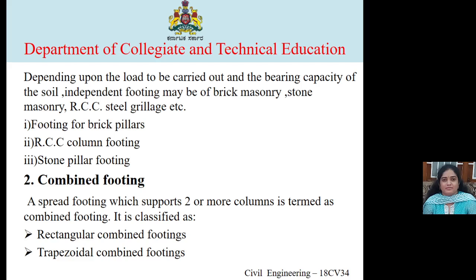And the second is combined footing. A spread footing which supports two or more columns is termed a combined footing. We have discussed spread footing in the very beginning. Here the load is transferred to a larger, wider area. In the same way, a footing which supports two or more columns is called a combined footing. It is classified as rectangular combined footing and trapezoidal combined footing.